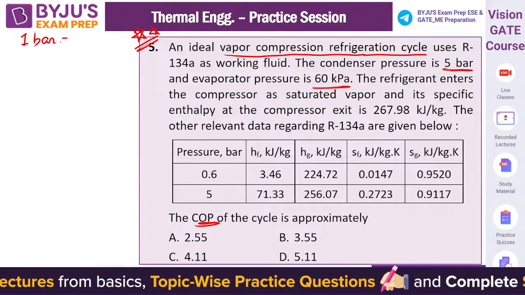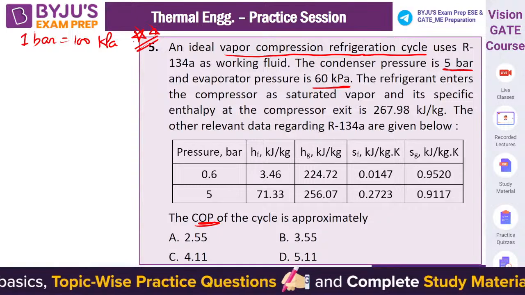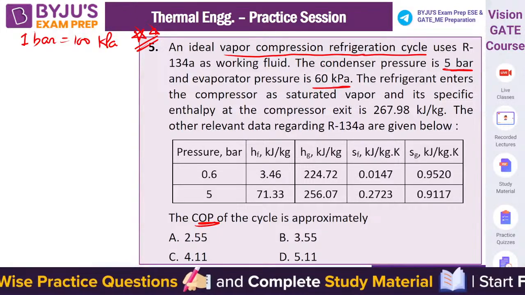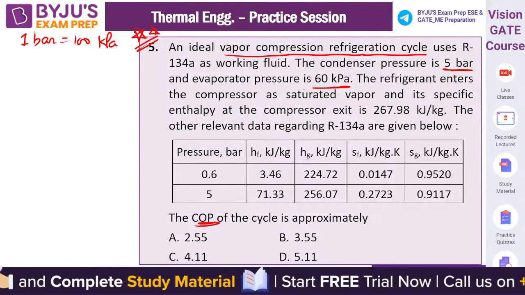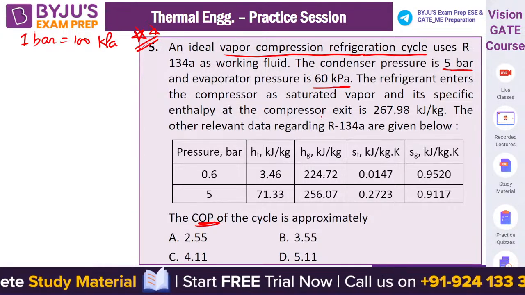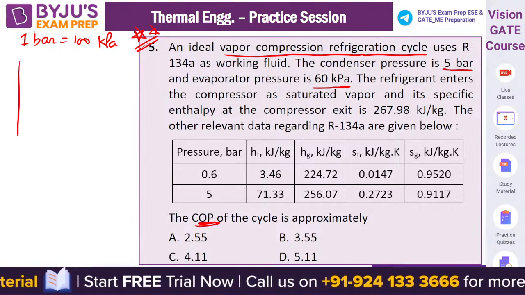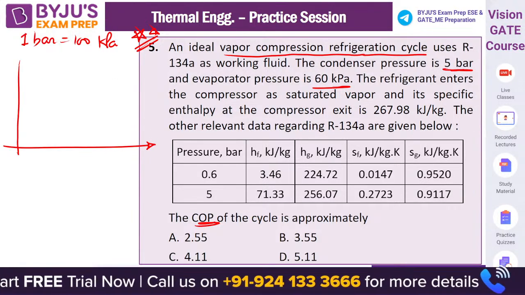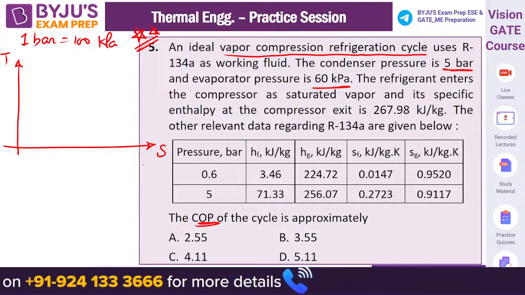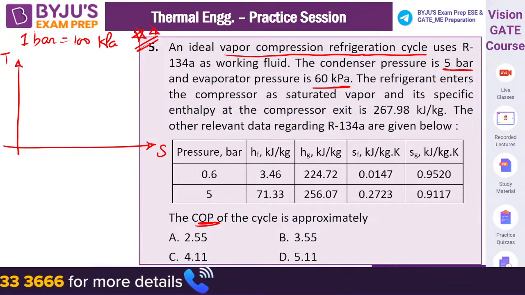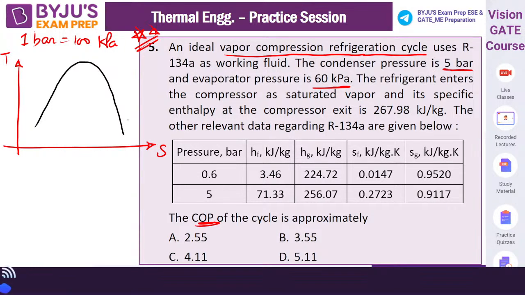1 bar is equal to 100 kilopascal, so we can convert it into 0.6 bar. 60 kilopascal is 0.6 bar, isn't it? The refrigerant enters the compressor as saturated vapor, and its specific enthalpy is given. Can you draw the TS curve for a VC cycle? How many of you are able to draw the TS curve, temperature versus entropy curve, for a VC cycle? Yes or no? It is an anti-clockwise cycle. Work consuming cycle is anti-clockwise.